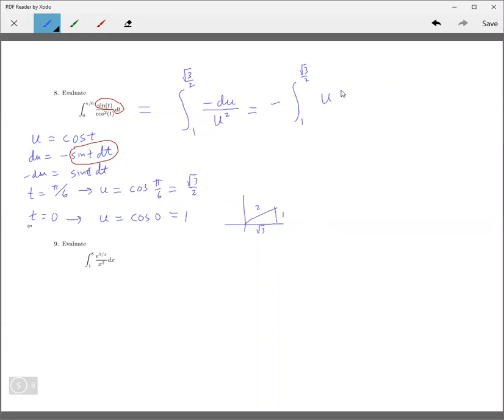I'm going to rewrite this as u to the minus 2. Now we'll take the antiderivative of u to the negative 2, which is negative u to the negative 1. If you take the derivative of this, you reduce the power by 1 to negative 2, since negative 1 minus 1 is negative 2, and you pull the negative 1 down, which cancels the negative there. That just handled it. So that's it, from 1 to root 3 over 2. I can also write this as 1 over u. Then I put the upper limit in, which gives you 2 over root 3 minus 1. And that's it.